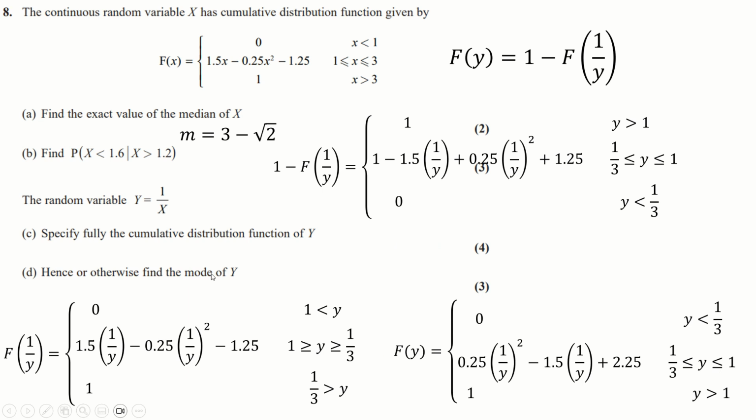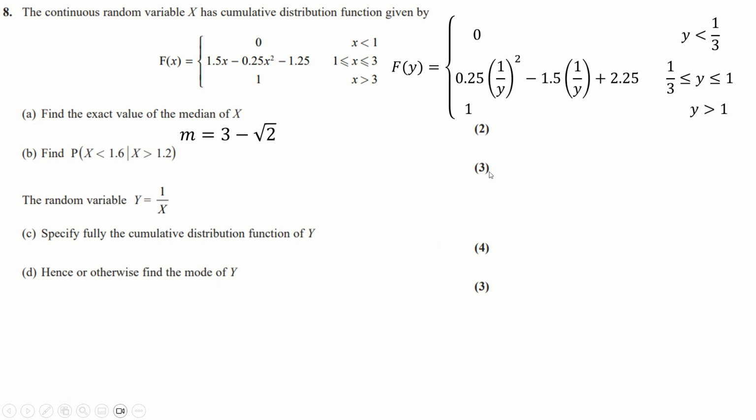The last thing, hence or otherwise find the mode. I thought this was harsh because I think it's quite difficult to do that without getting this bit right. So these marks are very much tied together. But now that we've got this, okay, we can differentiate that just to find the probability function. So I've just differentiated this. This is, of course, y to the minus 1, which makes this whole thing y to the minus 2. Minus 2 comes down to here, and then you lower it down to a minus 3. Same thing here. This is y to the minus 1. Multiplies down here, makes a positive, and then it becomes a y minus 2. This is a constant, so it goes away.